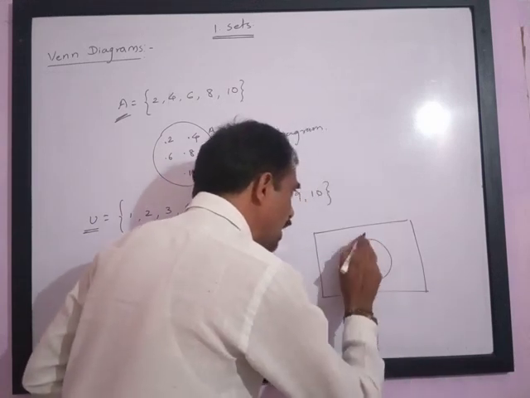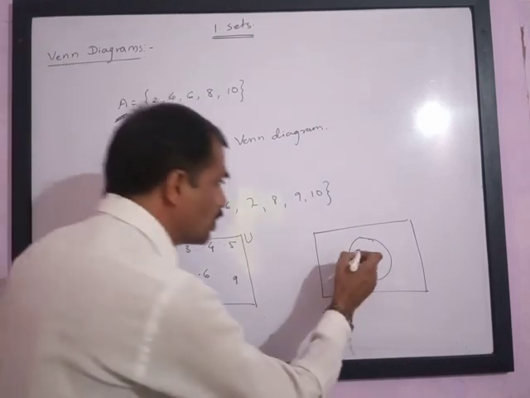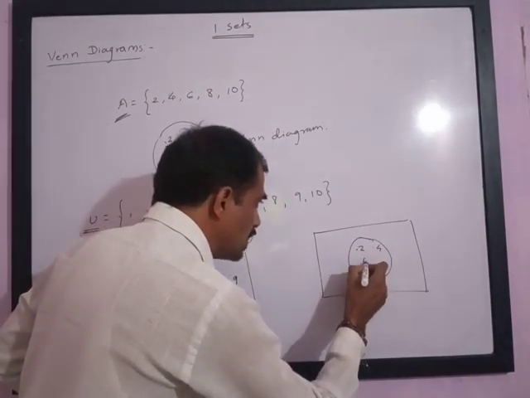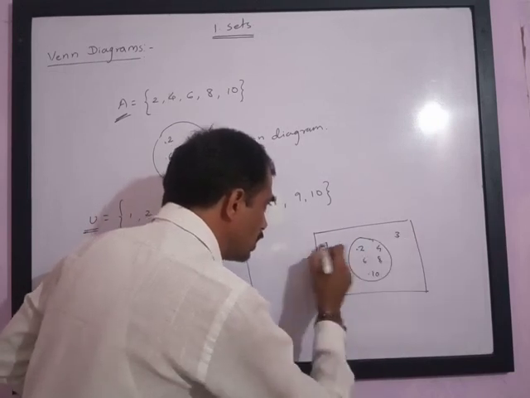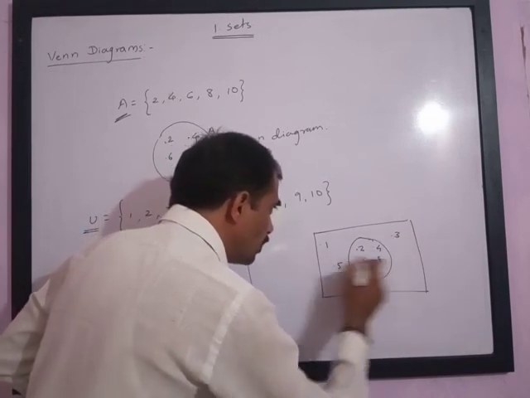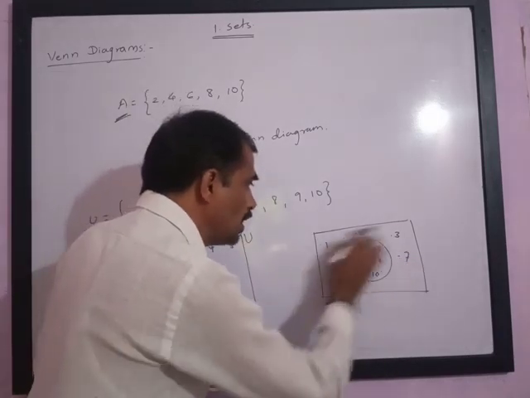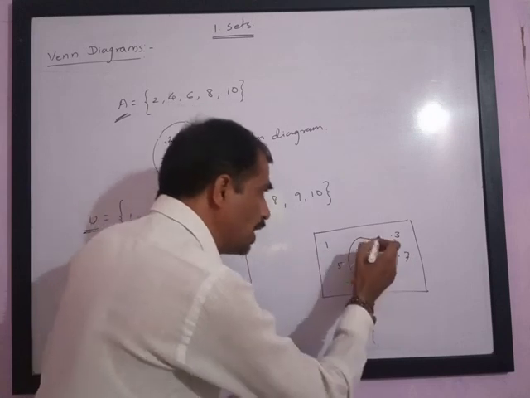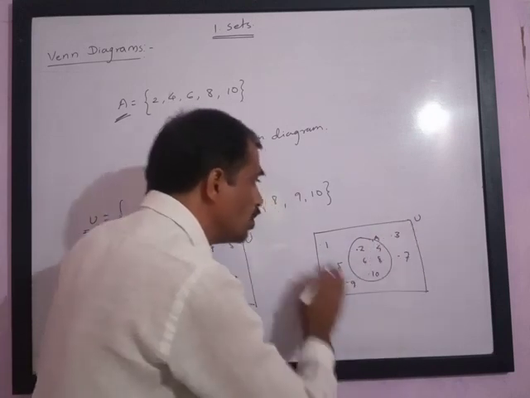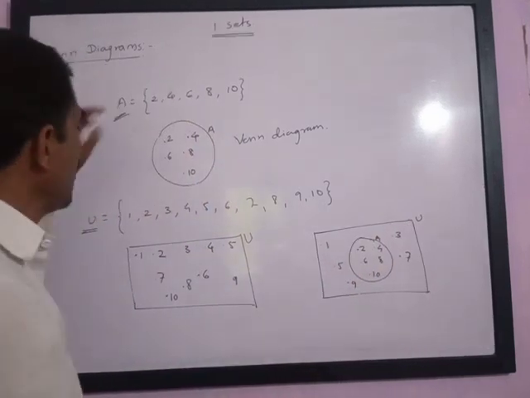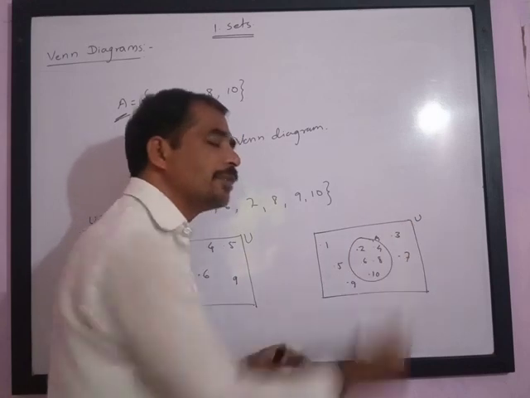A is a subset of the universal set. So here A is the set 2, 4, 6, 8, 10, and 1, 3, 5, 7 and 9 are outside the set A. Please understand, U is the universal set. So both the sets A and U can be represented using a single Venn diagram, and it can be represented in this way.